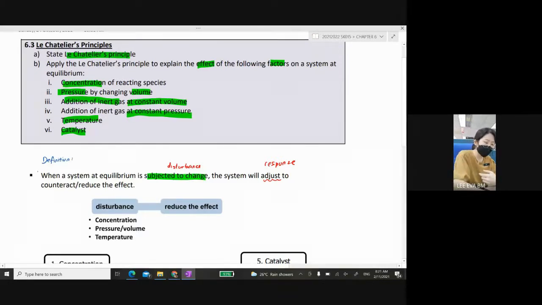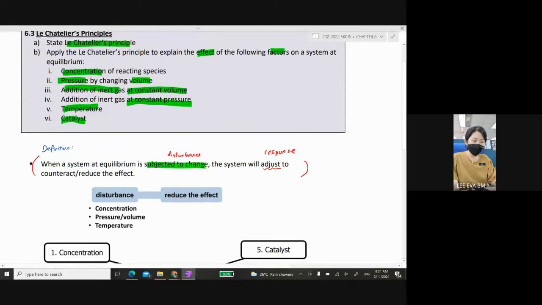But this one is the definition in general. There are different explanations also. You can Google and see the explanations for Le Chatelier's principle, but Madam has found the easiest one for you to understand. So again, when a system at equilibrium is subjected to change, the system will adjust to counteract or reduce the effect.